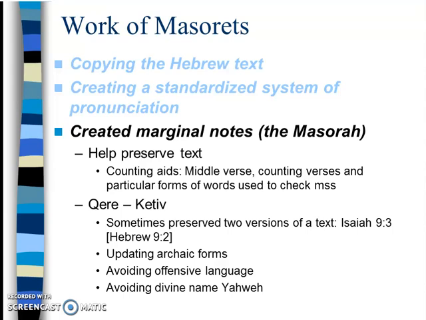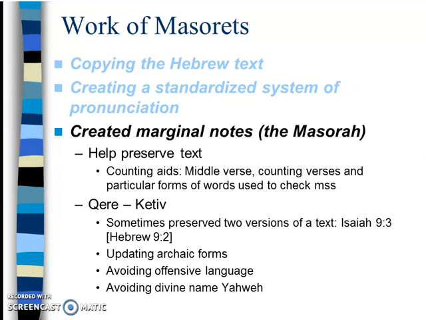Another thing that they would include is what is called Qere and Ketiv. Ketiv is what is written, Qere is what is read. And at times the Masorets would tell the reader, don't read what you see before your eyes, what is written. Rather, read what is in the margin of the text, what's called the Qere, and that's the reading that they intend for you to actually use.